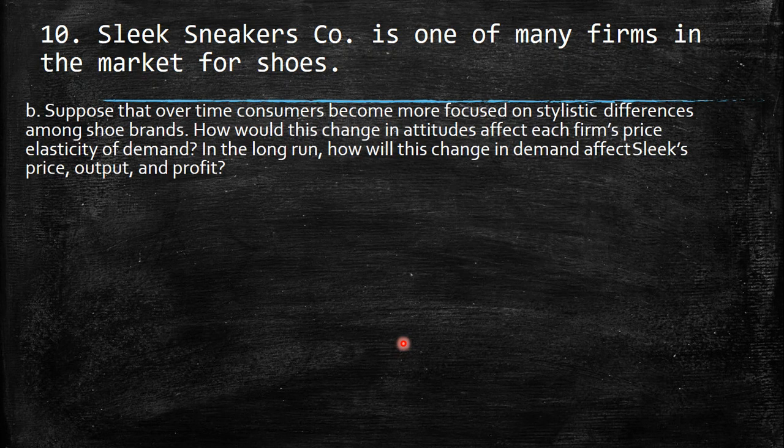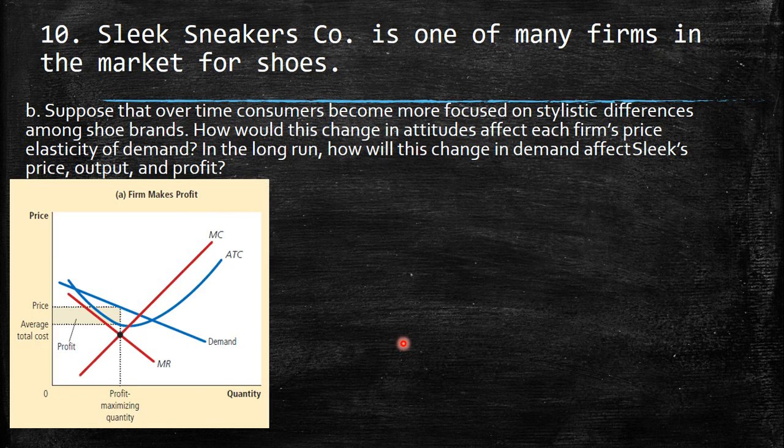Okay. Then, next point, suppose that over time consumers become more focused on stylistic differences among shoe brands. How would this change in attitudes affect each firm's price elasticity of demand? In the long run, how will this change in demand affect Sleek's price, output, and profit? Okay, the idea is like we are here in the previous one.